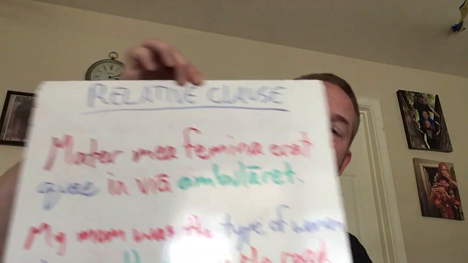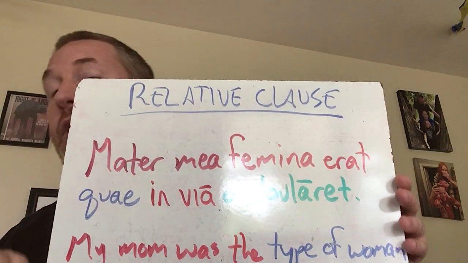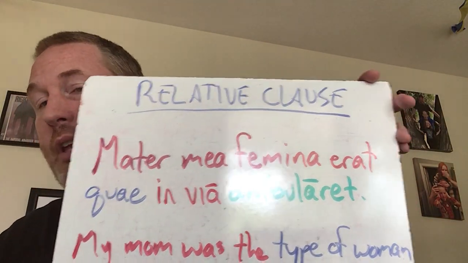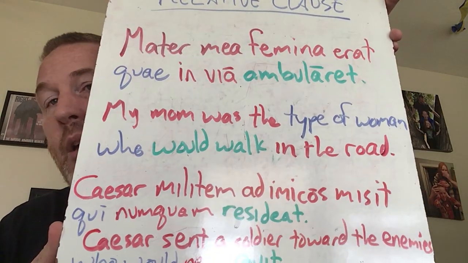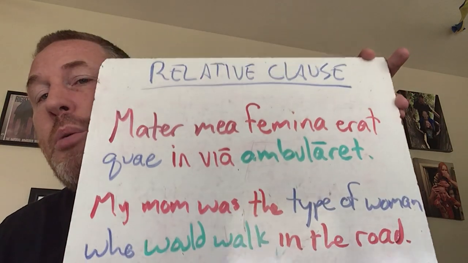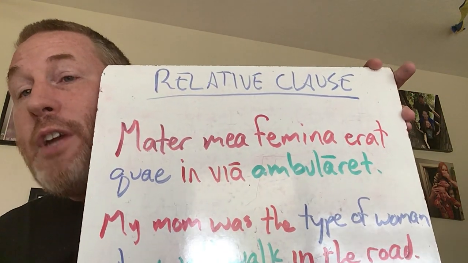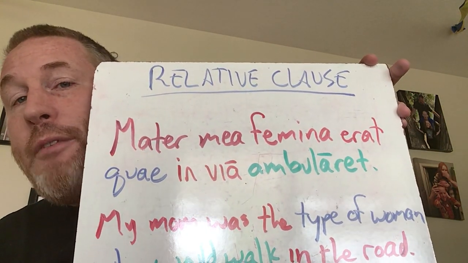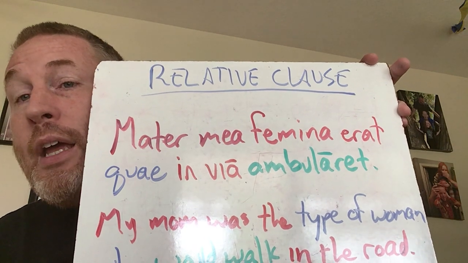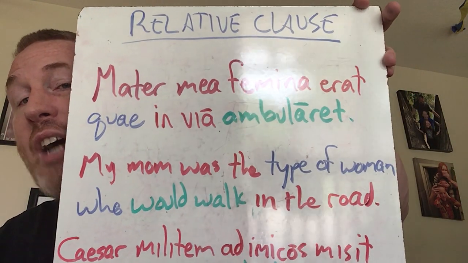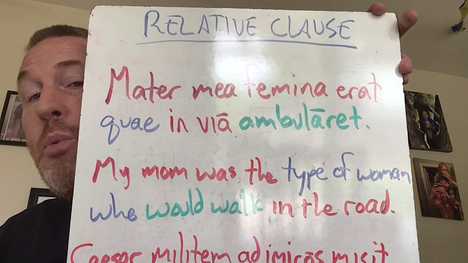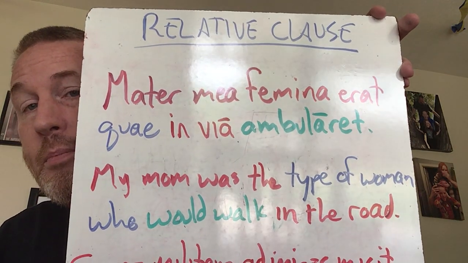And here's how it plays out, because it does change the translation, because we are doing all good English from here on out. Like the gerunds and gerundives, you needed some bad English to understand the grammar, but here it's pretty clear. So we'll do the first one. This is a relative clause of characteristic. Mater mea femina erat quae in via ambularet. My mom was the type of woman who would walk in the road.